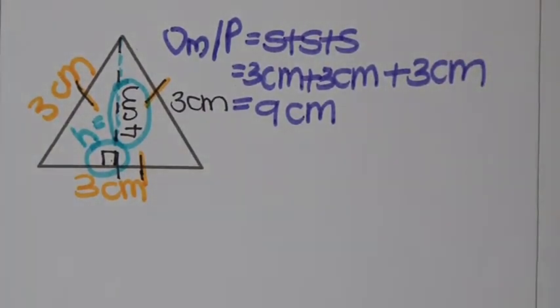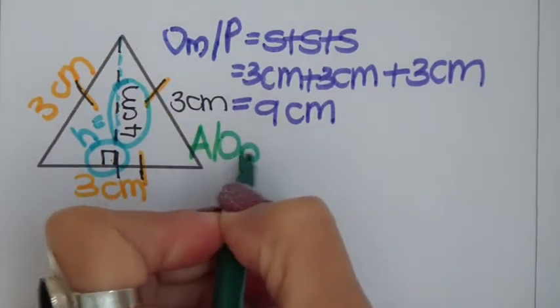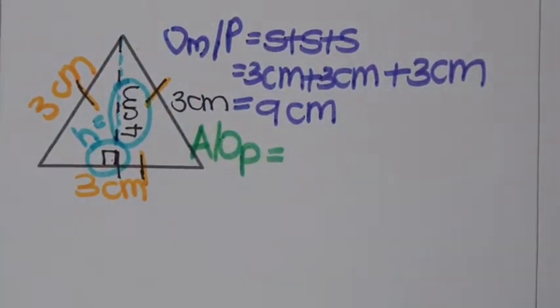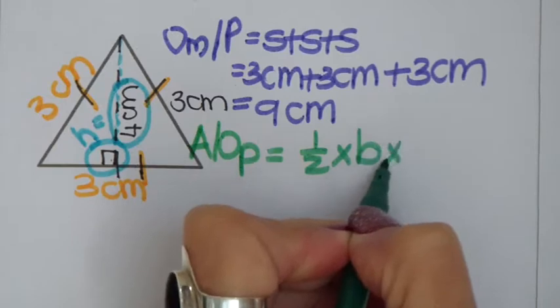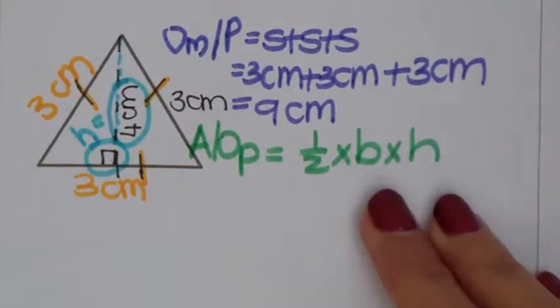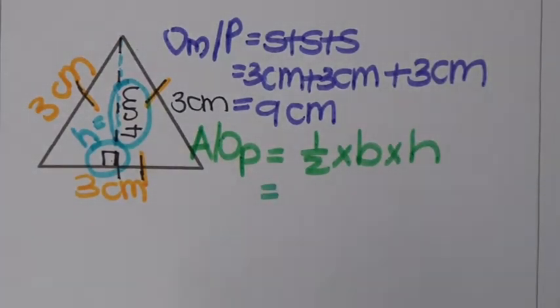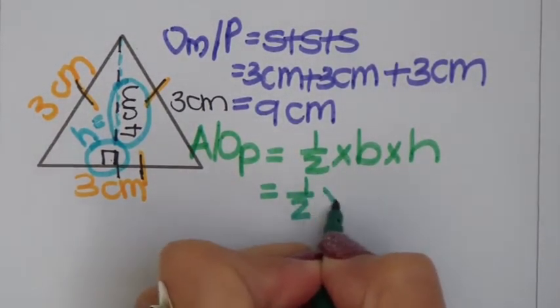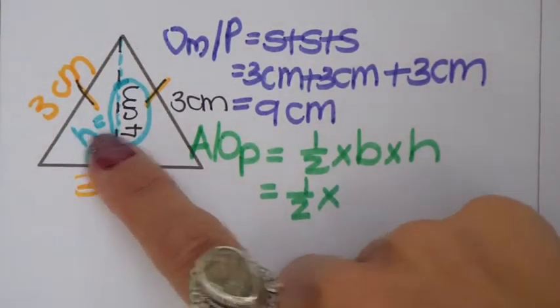Okay? Let's now work out the area. Dit raak nou al hoe makliker, nee. The area, die oppervlak, is gelyk aan. What is this funny formula? Half times base times height. Halfte maal die basis maal die hoogte. Okay. Half times. Now, I know the height is 4 centimeters.